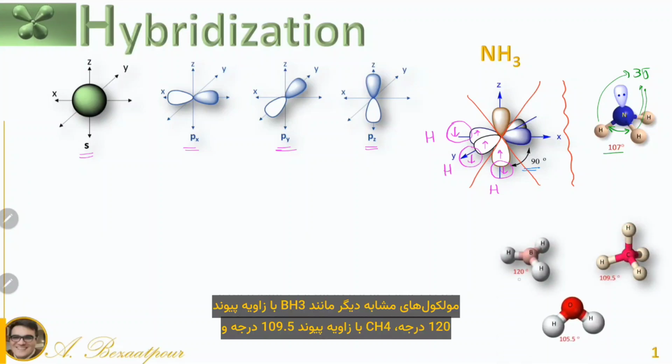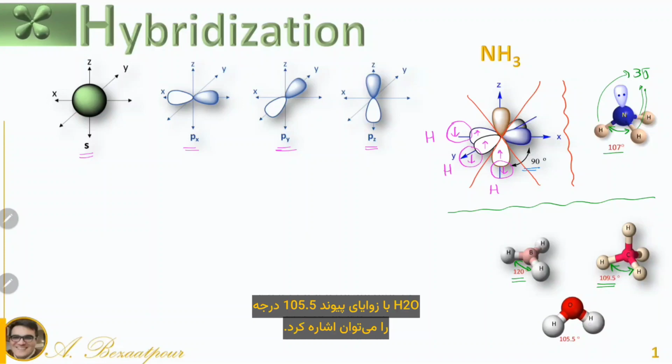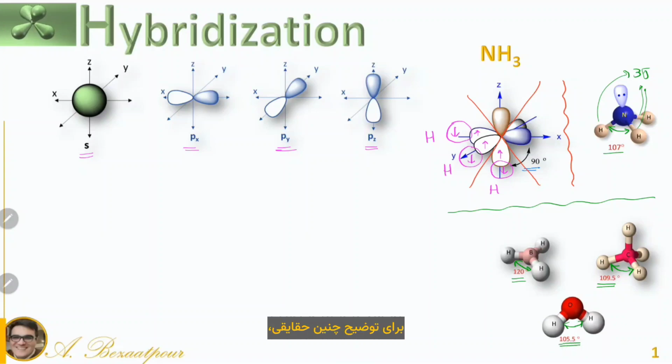Other similar molecules can be named, such as BH3 with a bond angle of 120 degrees, CH4 with bond angles of 109.5 degrees, and H2O with bond angles of 105.5 degrees.